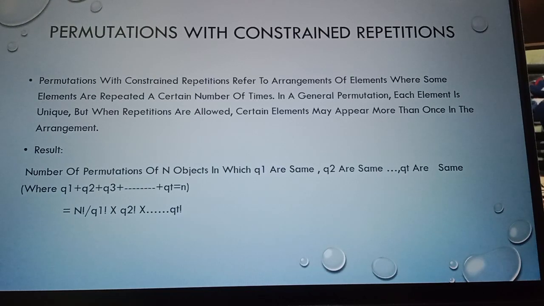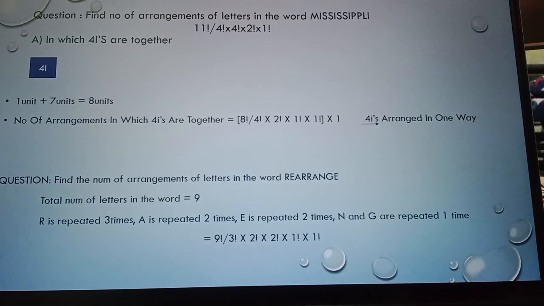So the formula is: the number of permutations of n objects, where q1 elements are the same, q2 elements are the same, and so on, qt elements are the same. The sum of all these q1, q2, q3 up to qt equals the number of objects we have taken. So the formula is n factorial divided by q1 factorial into q2 factorial and so on up to qt factorial. This is the generalized formula. Now let us look into the question so that we can understand better.